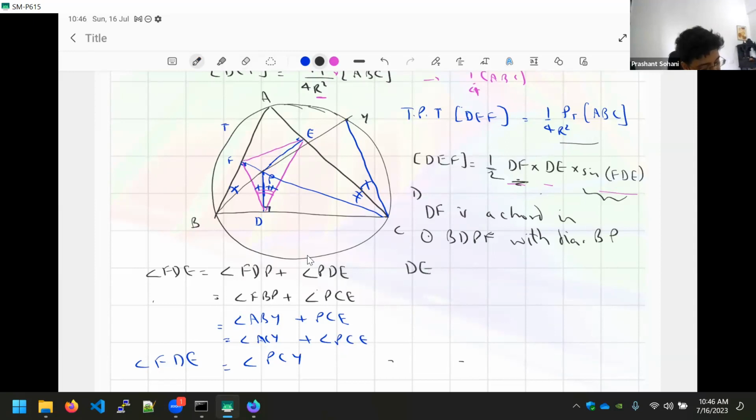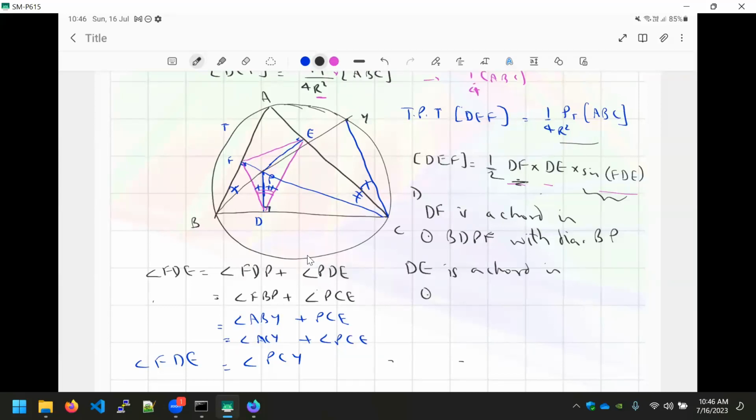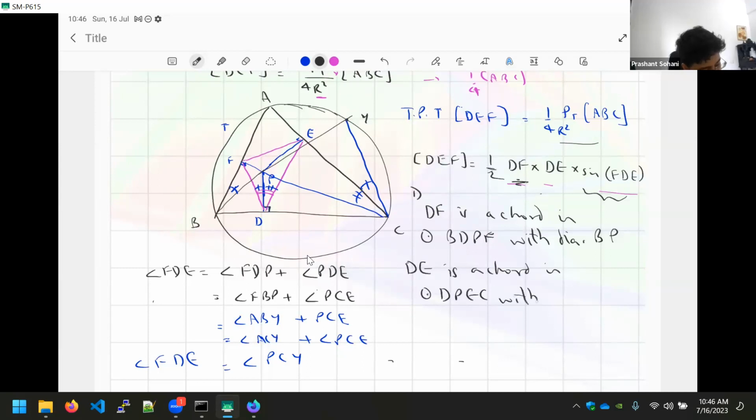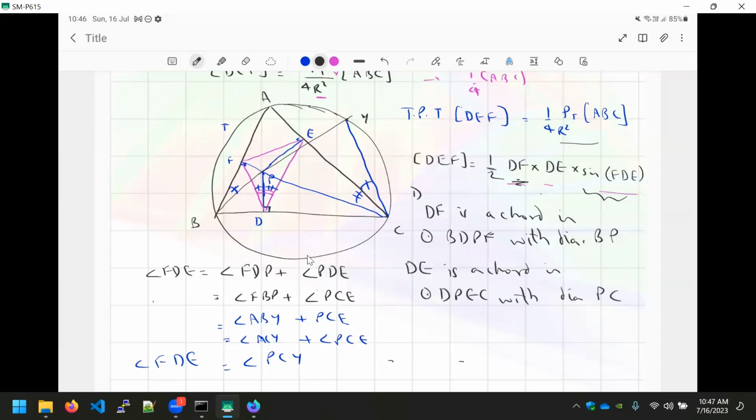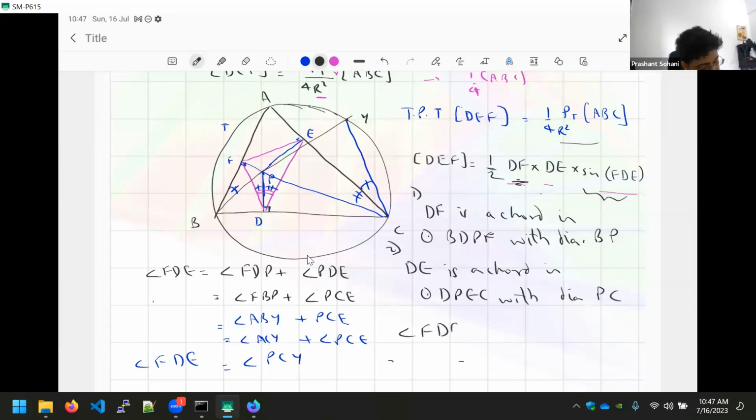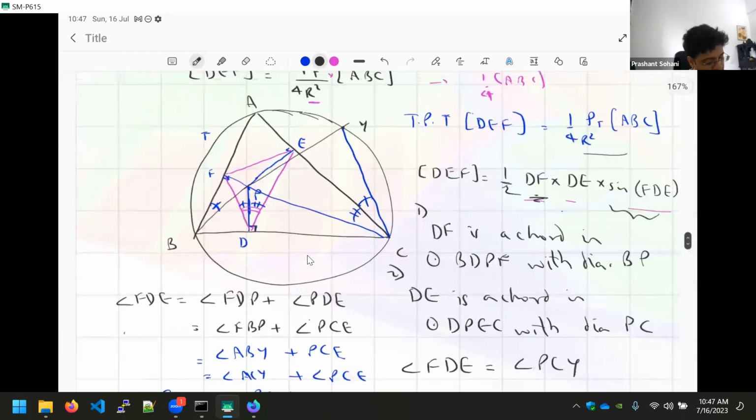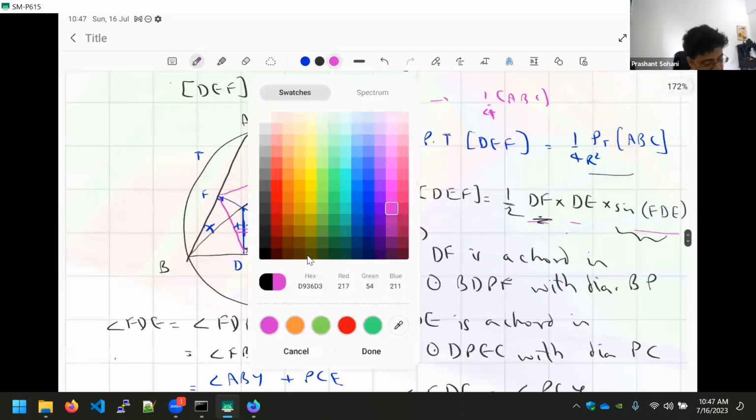Similarly, D is also a chord in which circle? DPEC. Correct, DPEC. And what is its diameter? PC. PC, right? So this is the second thing. And the third, angle FDE, we have found to be equal to angle PCY. Okay. So let me just highlight those three pieces of information with a different color.